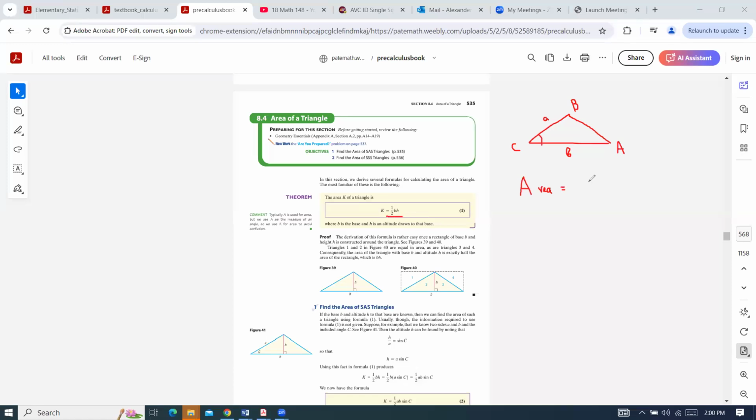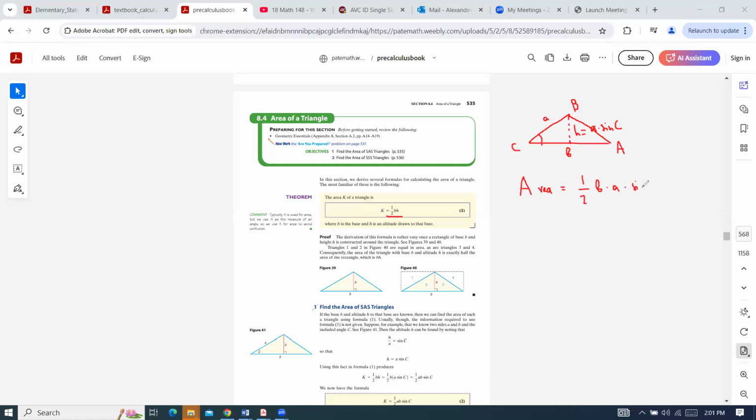1/2 times base times height. But last time we noticed it's 1/2 times B, and then instead of height, I put A times sine of C. So instead of height, I can write A multiplied by sine of C. Why is that?